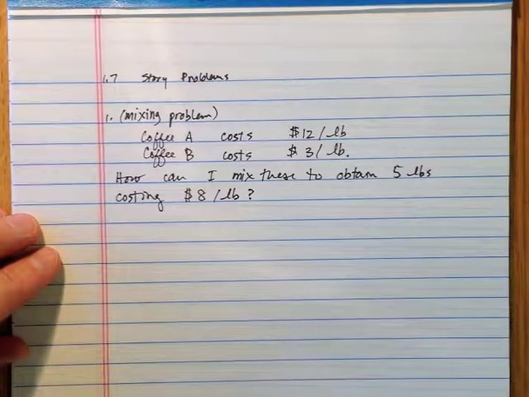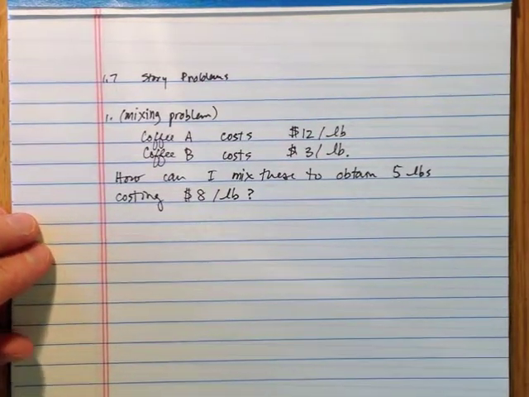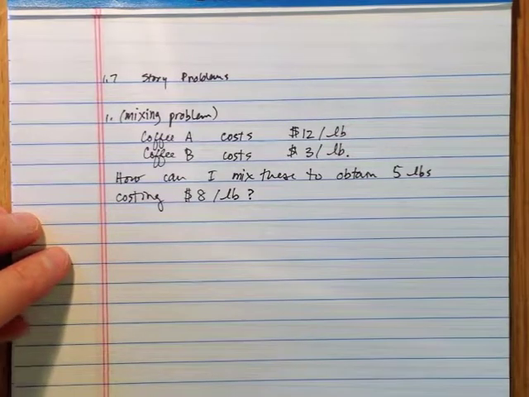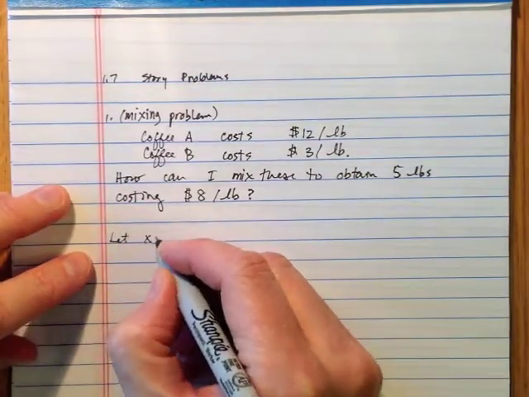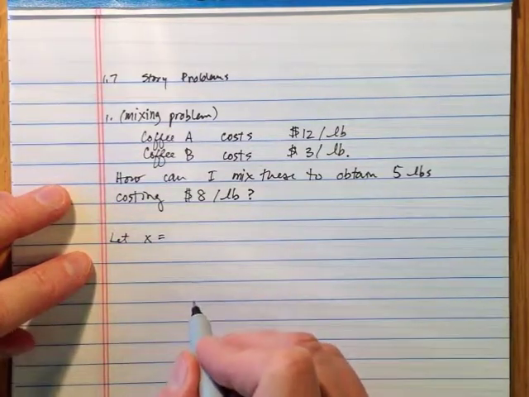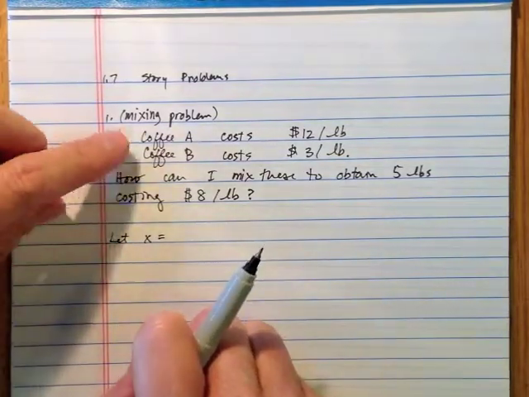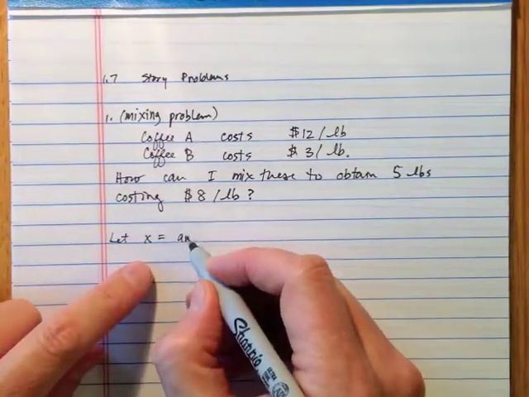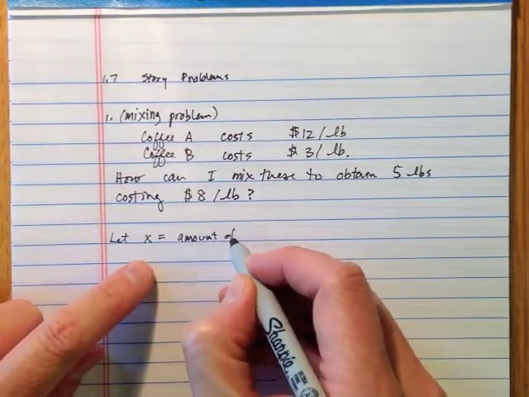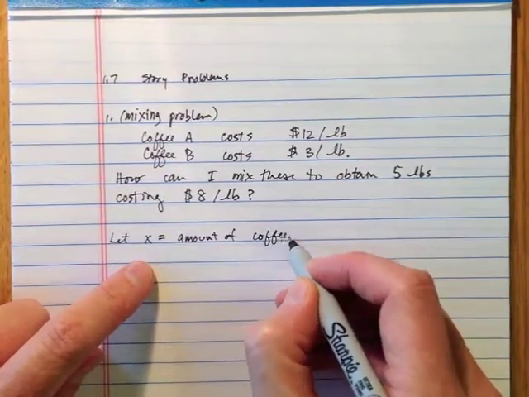Okay, your solution to a story problem should always begin with an explanation of any variables that you're going to use in the problem. So that explanation usually starts with the word let. Let x, say, equal, what do I need a variable for? Well, I need to know how much of Coffee A and how much of Coffee B to use. So I'm going to let x equal the amount of Coffee A in my mix.